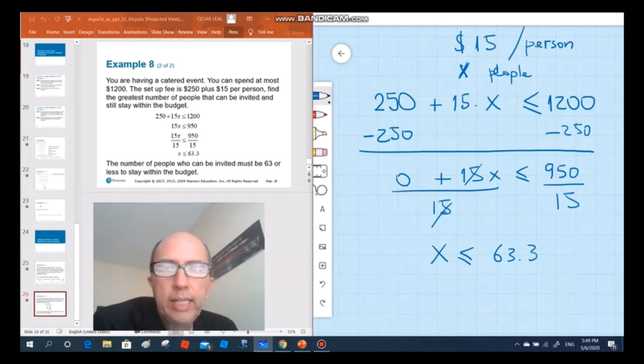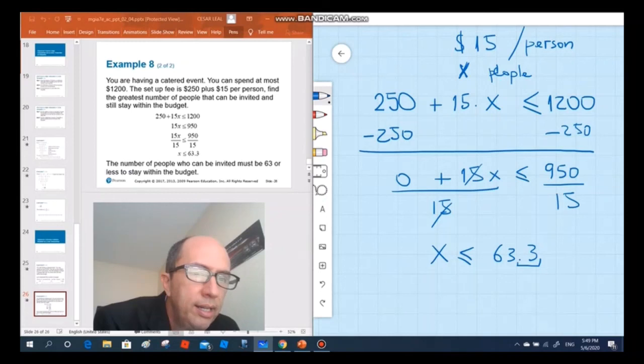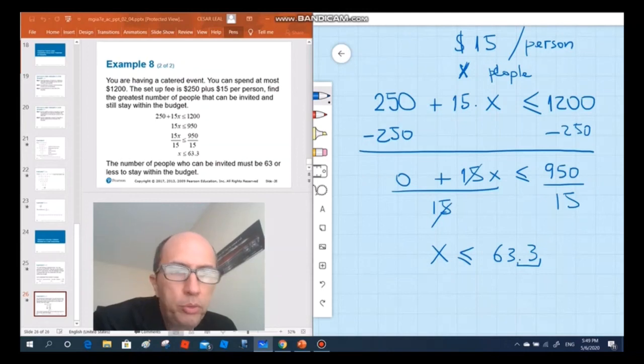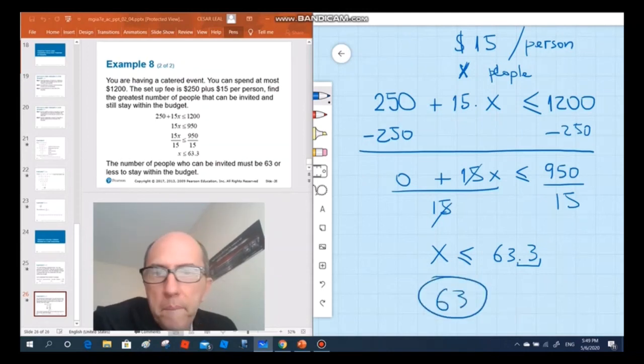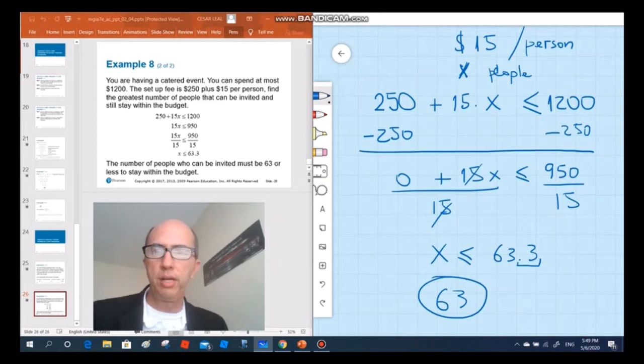Number of people that can be invited, obviously, for sure you cannot invite a third of a person, 0.3 people, so the maximum number of people that you can invite is 63, to stay within your budget of $1,200. And that's it for chapter 2.4.